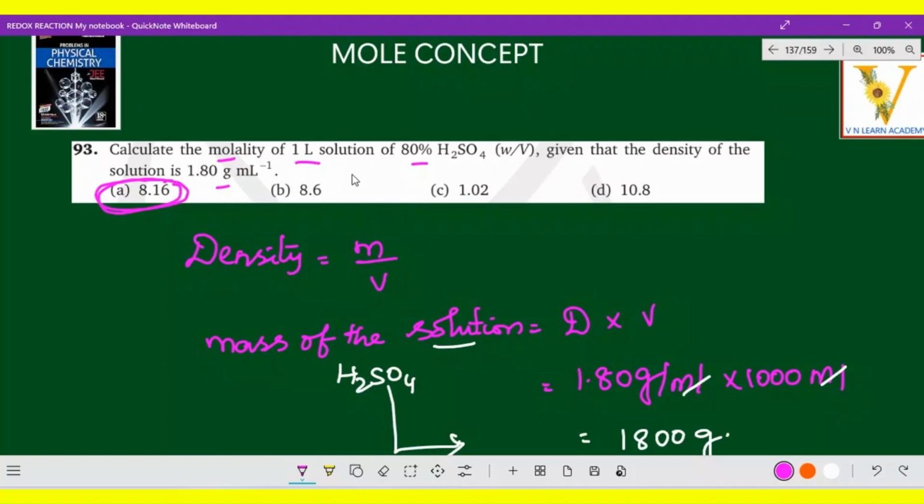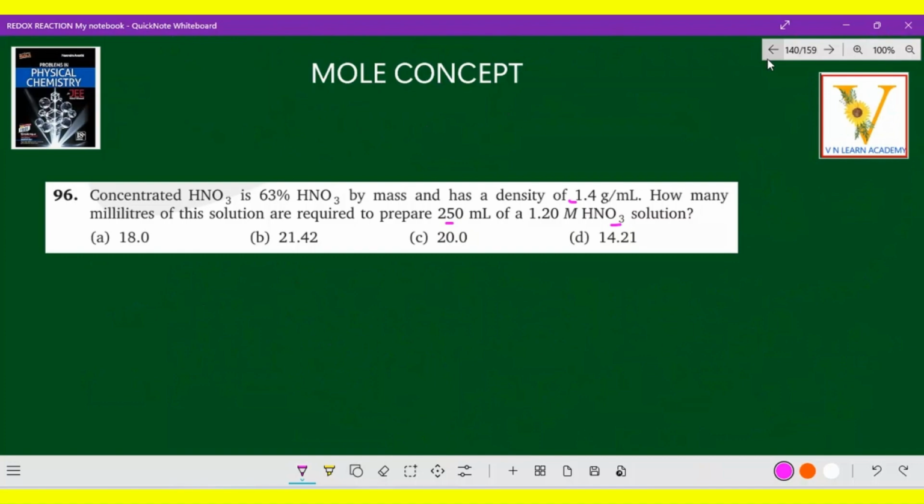In this question, they themselves have given the volume. But in question number 96, they did not give the volume. They have given the mass and the density, so they have given it indirectly, that is mass by volume, only density they have given. Now, how to solve this sum?